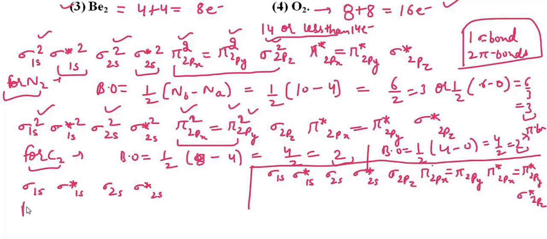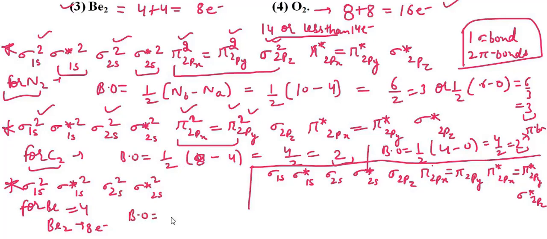In case of beryllium, the atomic number is 4, so the number of electrons is 4. In Be2, the number of electrons is 8: 2, 4, 6, 8. In this case, no pi orbital is involved, so the bond order is simply 1 by 2. The number of electrons in bonding is 4 and in anti-bonding is also 4. So the bond order is 0 in the case of beryllium, so beryllium is not the correct answer here.